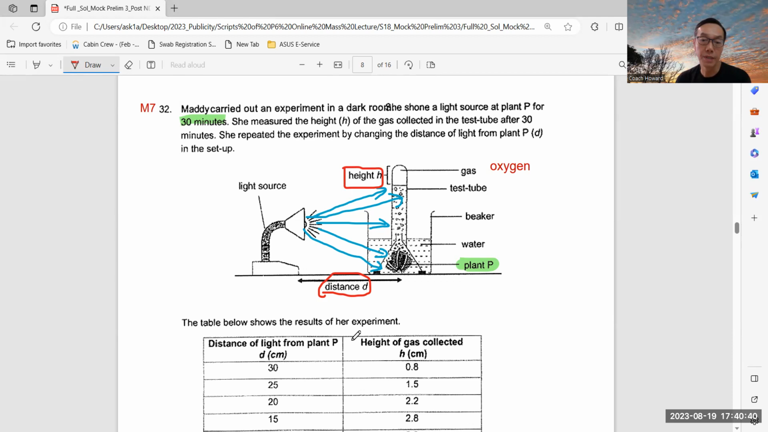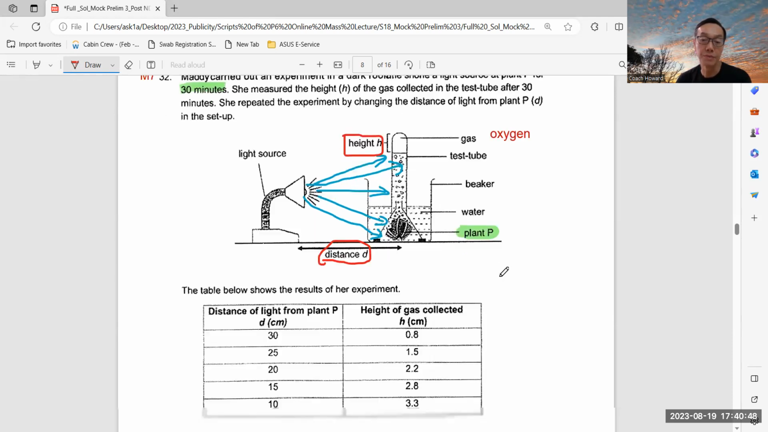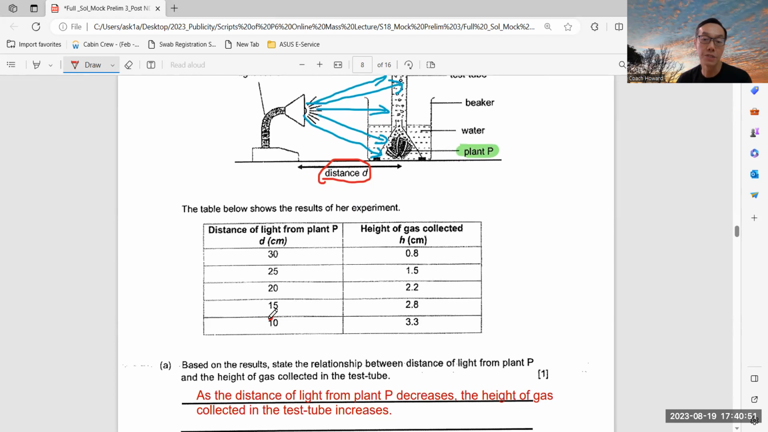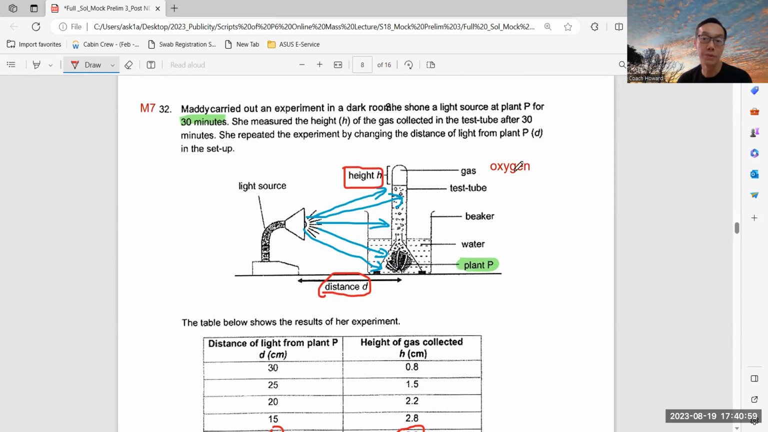So it's quite logical, right? The nearer the distance to the plant, right? The greater the light intensity the plant can receive. So you will observe that at the shortest distance, 10 centimeters, the volume of, or the height h is the greatest. So this height h, I want you to annotate here, you put oxygen. Because in the process of photosynthesis, oxygen is being given out.